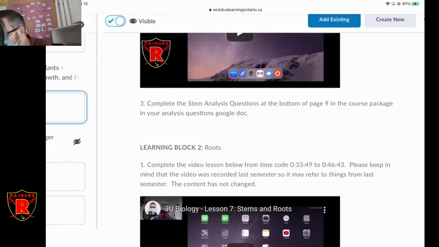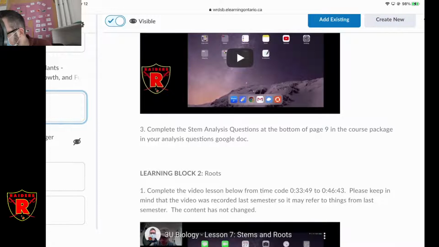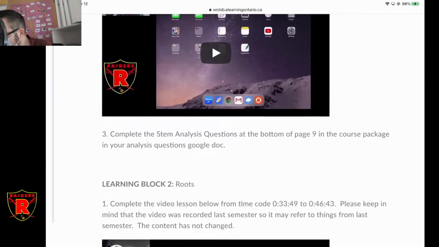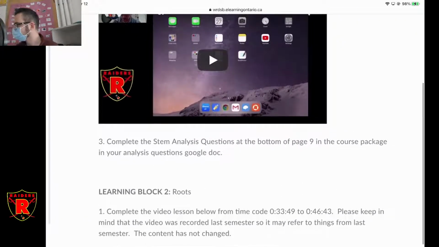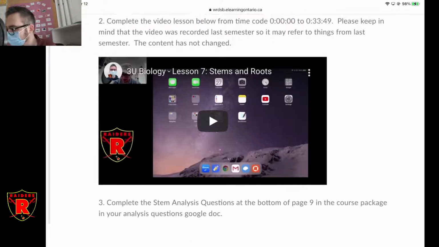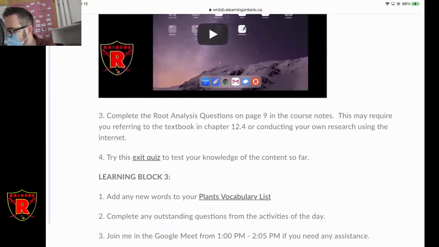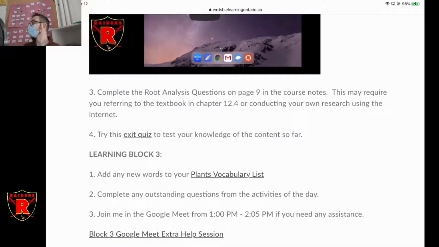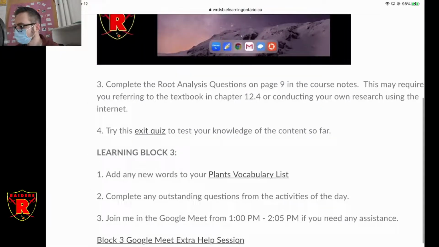Okay, so once you do that, there is an analysis question section. It's at the bottom of page 9 in the course notes package. You'll see it down there. It's some questions that go along with the stem section. And then there's something similar on the bottom of page 9 again. The second part of that is some questions on roots. Okay, so that's the second component, and then there's a little exit quiz.